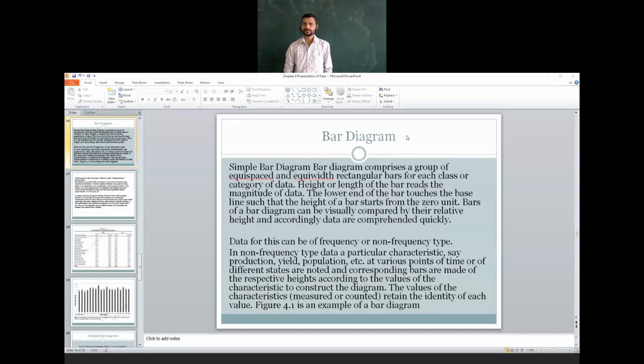As usual, we are with the fourth chapter of our economics, Statistics for Economics: Presentation of Data. Almost we have covered the two main concepts: textual presentation of data and tabular presentation of data. Now we are with the diagrammatic presentation of data. What exactly do we call it here? Diagrammatic presentation of data.